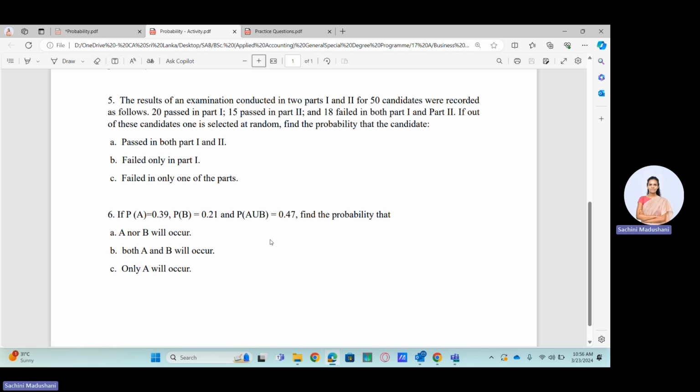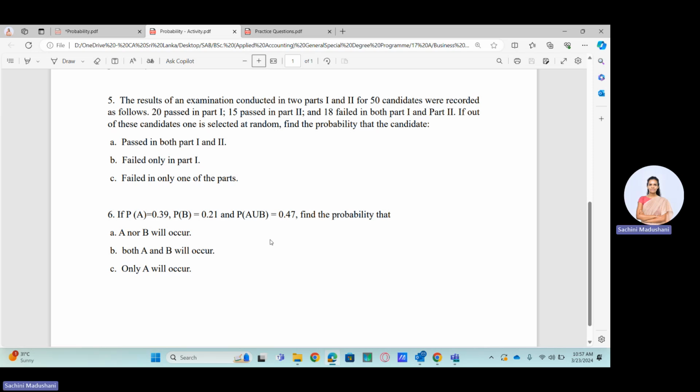How to get the A only? Probability of A minus intersection. A only means this area. We take the A, subtract the intersection. What is the remaining one? A only. Now clear? This shows B only. How to write the A only? A intersection B dash. Complement means not including. Then the A intersection B.